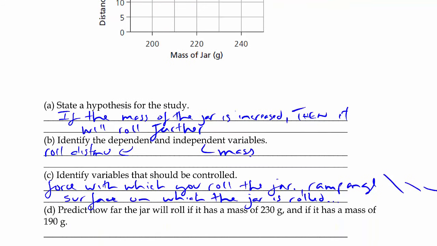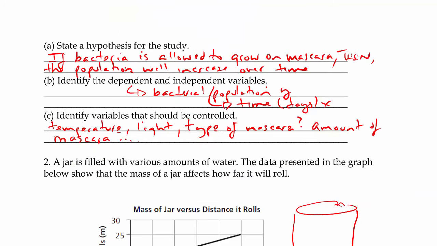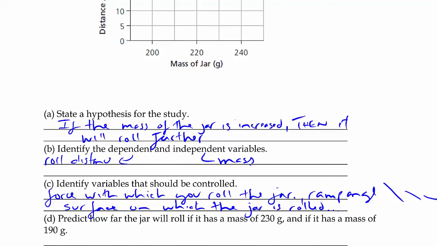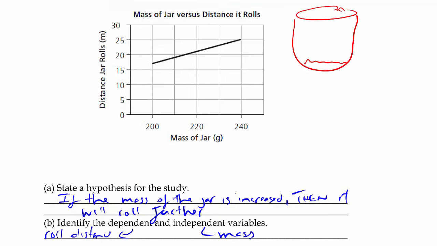Right, so finally, predict how far the jar will roll if it has a mass of 230 grams. So that's that 230 grams. There's my graph gone. 230 grams, 220, 240, so this is 230. We basically just have to follow up just slightly. 230 would be right there, and then we have to go all the way over to the y-axis. Kind of an estimation there, but I'm going to go for about 23 meters.